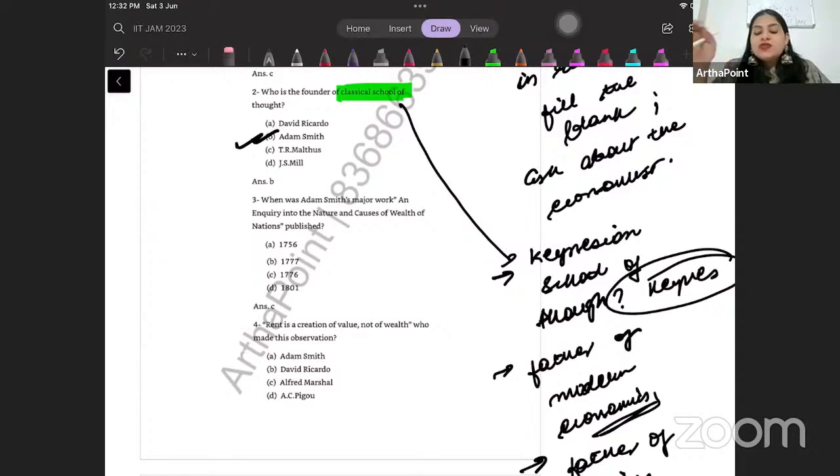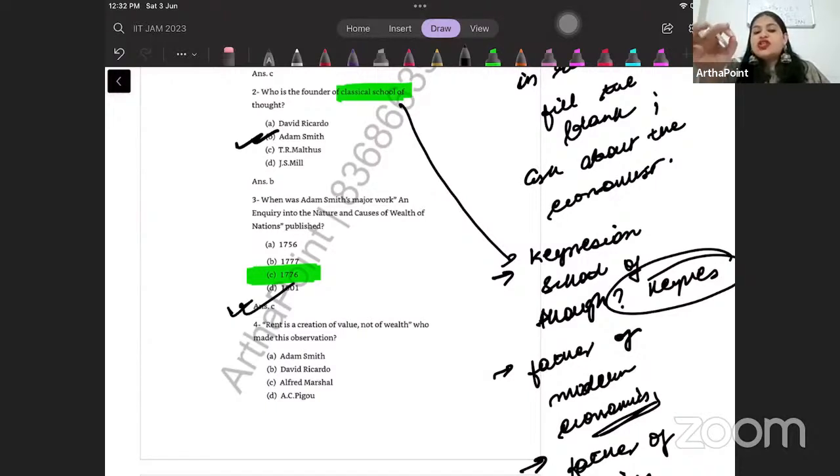When was Adam Smith's major work, An Inquiry into the Wealth of Nations, published? देखा, year पूछ रहे हैं. So you should know that this was 1776. The answer to this question is 1776. Come to the next question, beta.